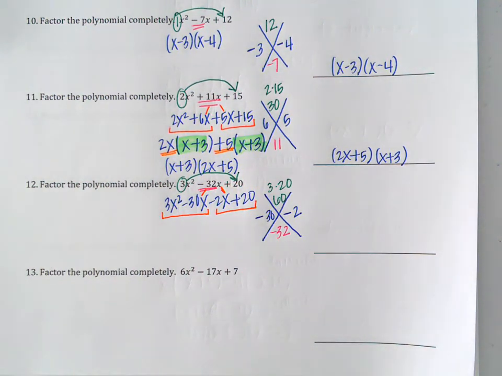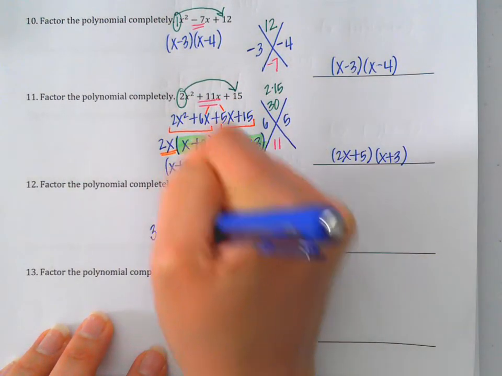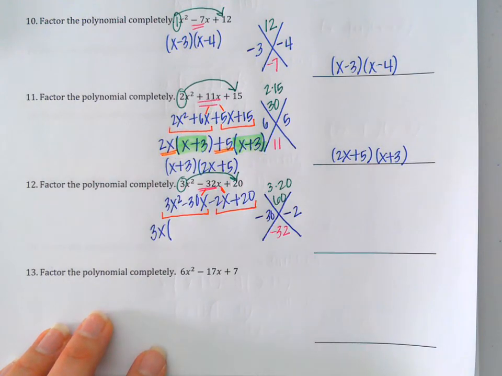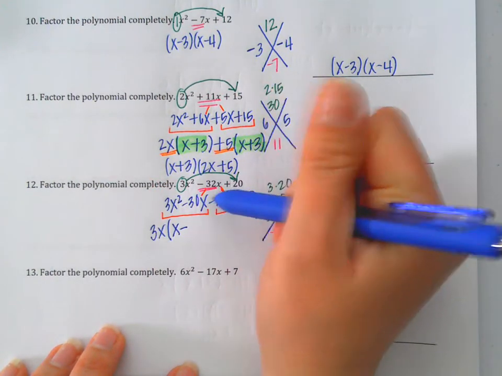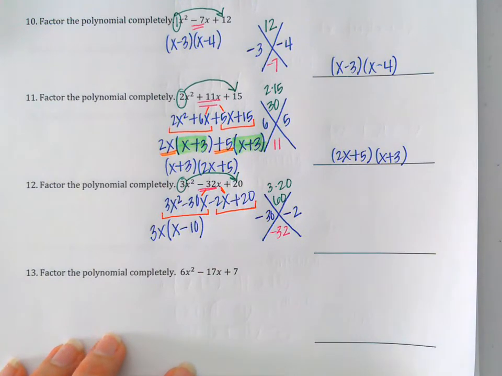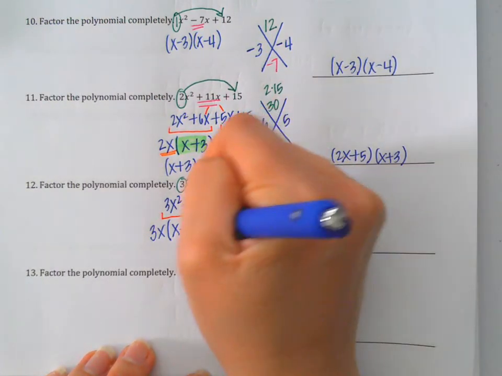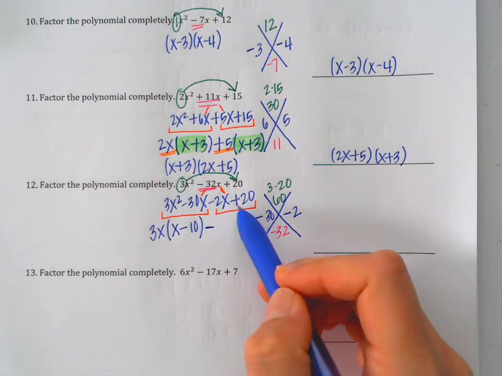So what factors out of 3x squared and 30x? Well, 3 goes evenly into both 3 and 30, and then they both have an x, so I can factor out a 3x. 3x squared divided by 3x is x, and 30x divided by 3x is 10. And then I always bring down my middle sign, minus. So that means my signs are going to change in here.